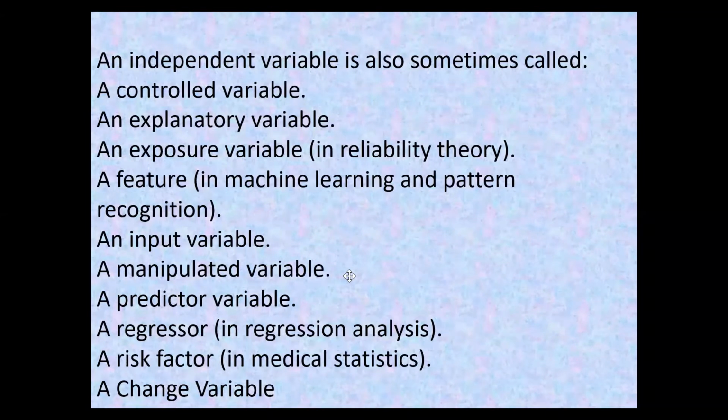For example, if we are involved in medical statistics, the independent variable would be called a risk factor. If we are conducting a regression analysis, the independent variable would be known as a regressor. So it all depends upon what type of research and what type of statistics we are going to perform. So these are some possible synonyms of independent variable.